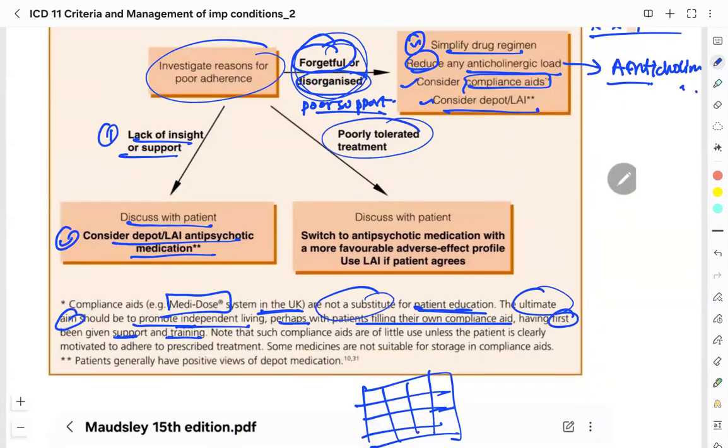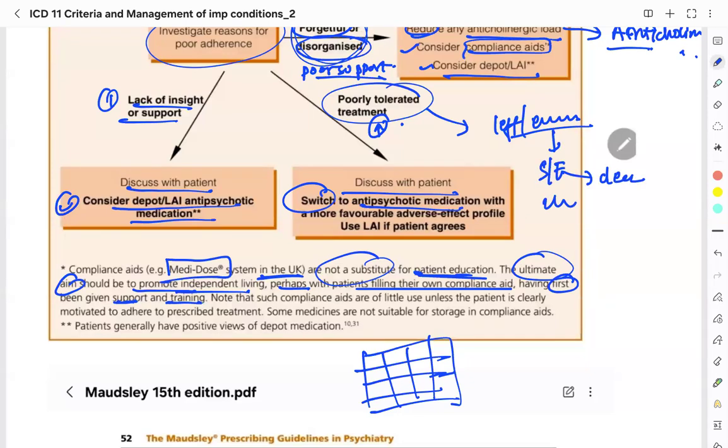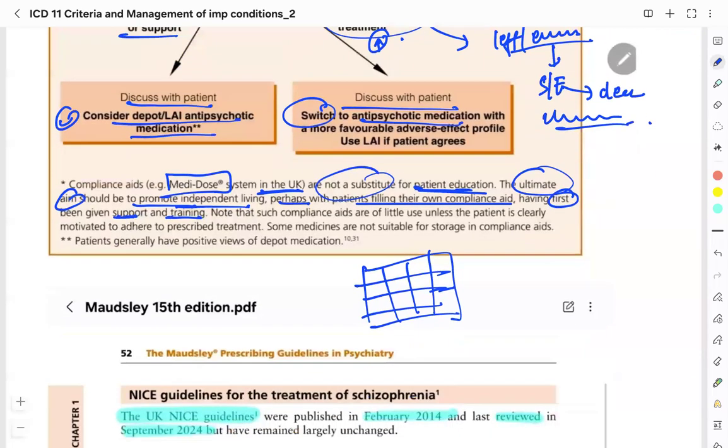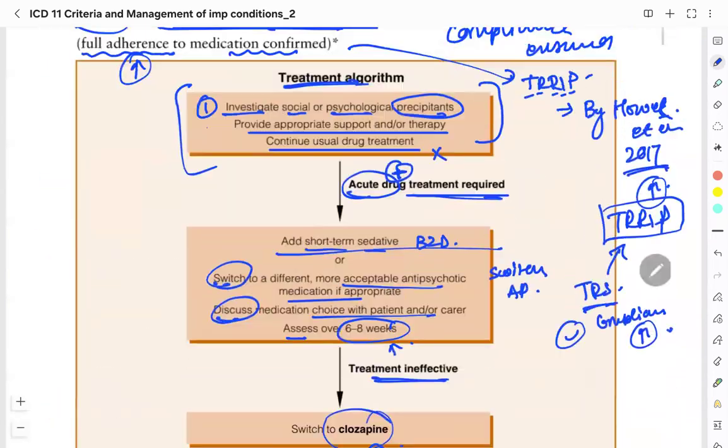We have poorly tolerated treatment. In that case, discuss with the patient and switch the antipsychotic medication. Let's say poorly tolerated treatment, and that is why the patient left or is erratically compliant on this treatment. So that means there are probably some side effects. So either deal with the side effects or change the antipsychotic. All right, and use the LAI if the patient agrees. So in any case, you see, LAI is something that we consider before considering a patient is treatment refractory. All right.